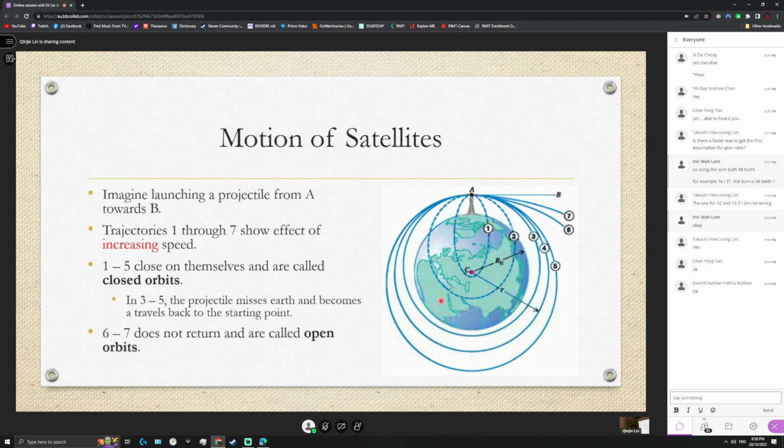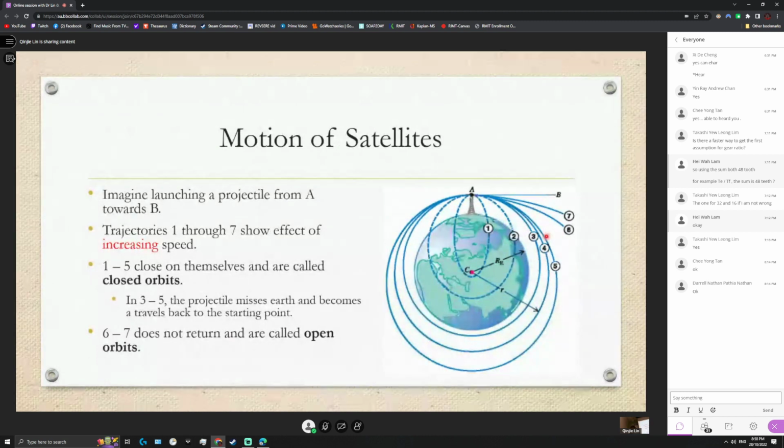Okay, you'll keep going in circles. 6 and 7, which is these two, you already launched too fast. You already escaped from Earth's gravitational pull, so you will not be in closed orbit. You will be in open orbits.